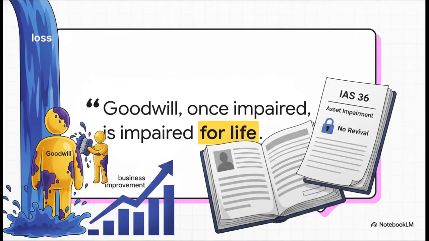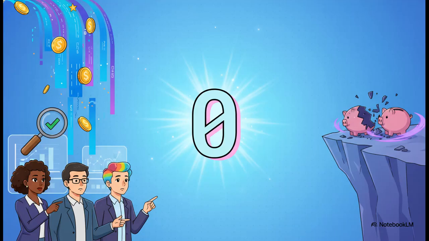Once that waterfall of loss we talked about wipes out goodwill, the accounting standards flat out do not allow it to be revived. Think of it like this. Once goodwill gets drenched in the colors of impairment, that stain never washes off. It's a completely permanent reduction. 0. That is exactly the amount of a goodwill impairment loss that you can ever reverse. None.